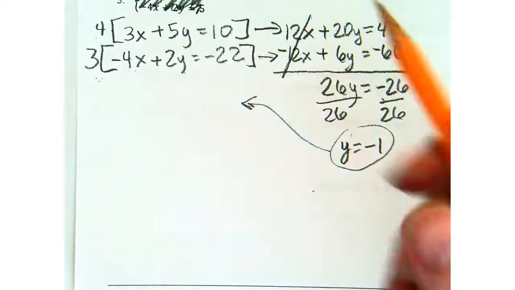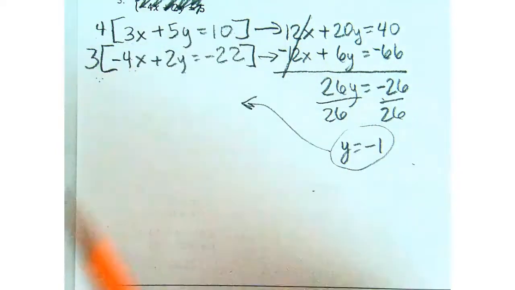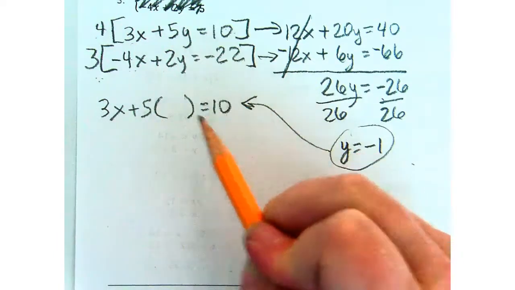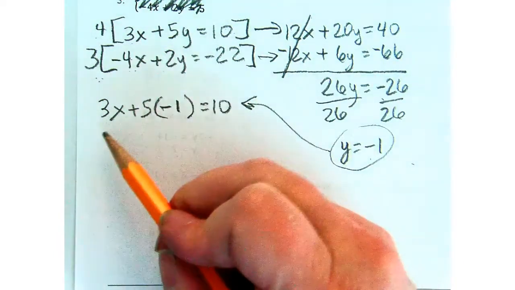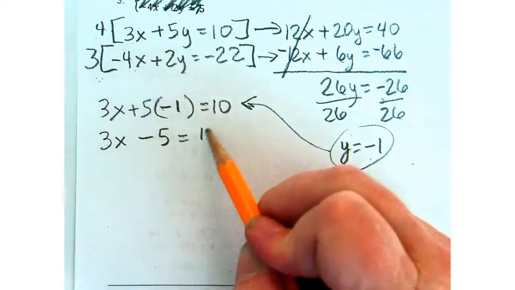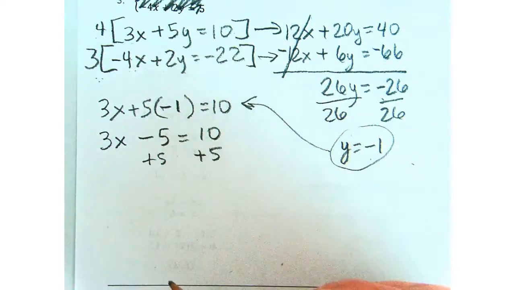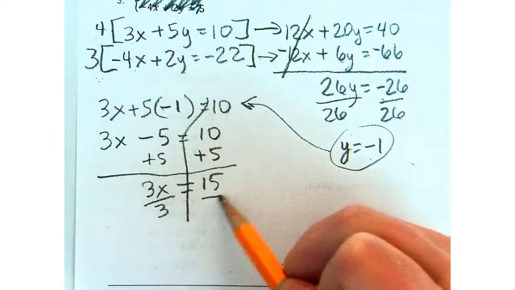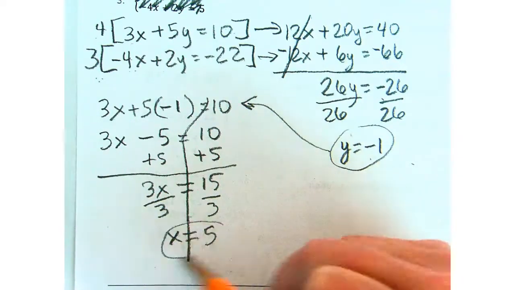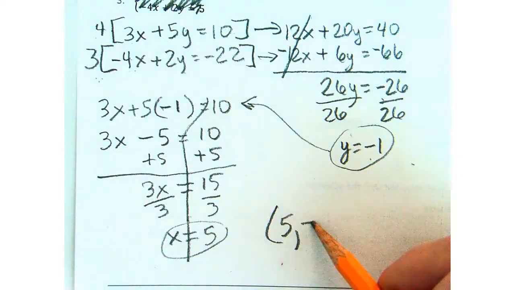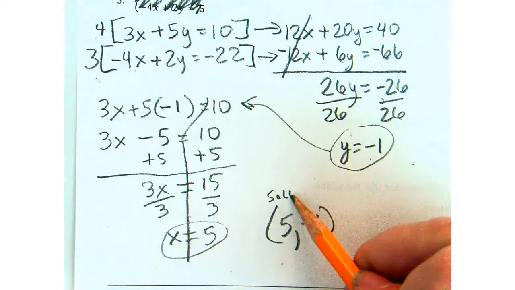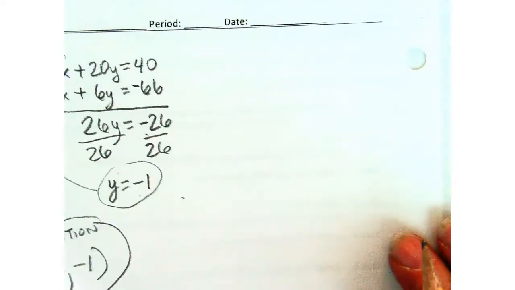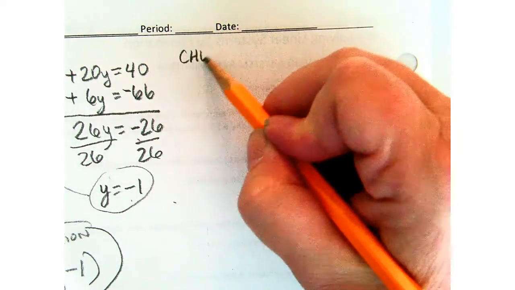Plug in the value of y into one of the original equations. I choose the first, 3x plus 5y equals 10. Now you can solve for x. The solution is 5, -1. To check your answer, plug both values into the original equations. A correct solution will make both equations true.